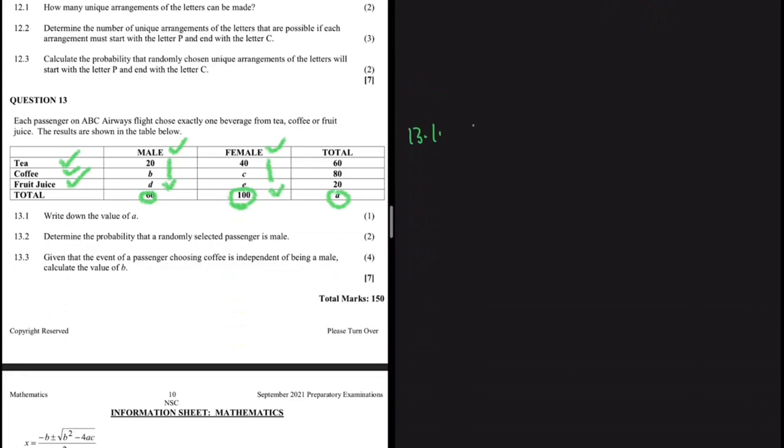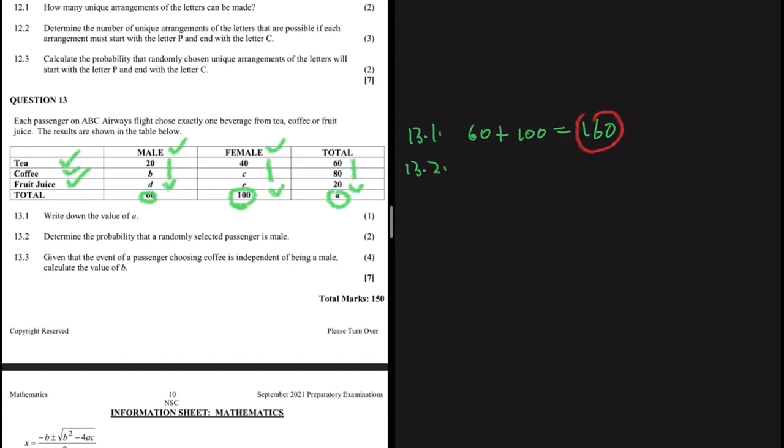So we say 60 plus 100, which is equal to 160. Or you can add these columns going down. You're going to have 60 plus 80 plus 120, which is also equal to 160. And then 13.2 says determine the probability that a randomly selected passenger is male.